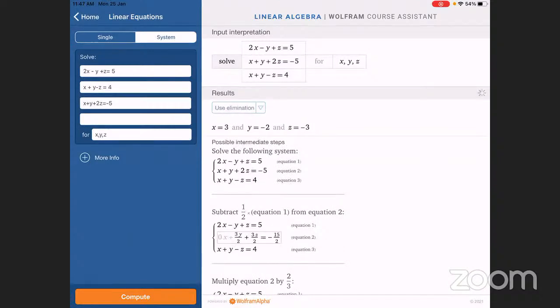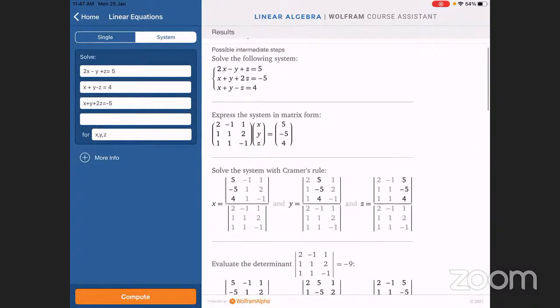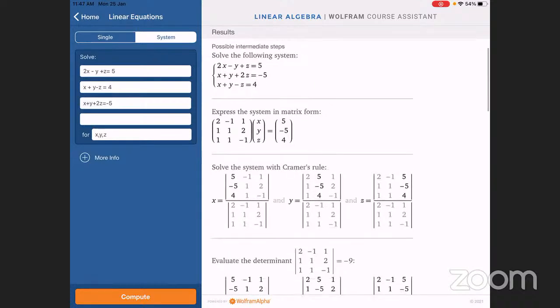Using Cramer's rule, it's trying to compute. So for that, it has put the equations in matrix form. 2, minus 1, 1, 1, 1, 2, 1, 1, minus 1, times x, y, z is equal to 5, minus 5, 4. So x, y, z are this. This particular determinant of 2, minus 1, 1, 1, 2, 1, 1, minus 1 comes in the denominator. And appropriate determinants will be taken in the numerators for x, y, z. That is the solution straight away.